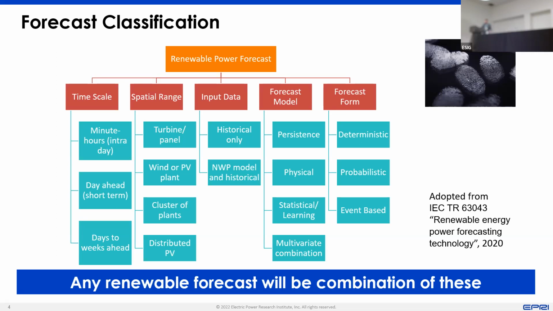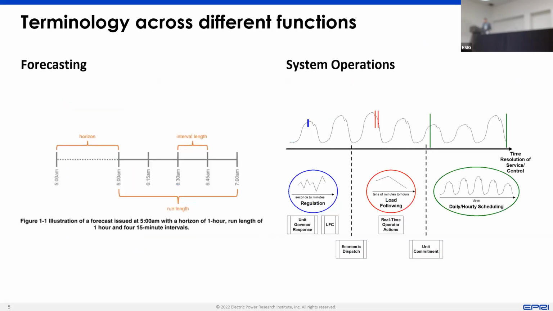But increasingly we're seeing that you'll never be able to predict those perfectly, so we need to start moving towards probabilistic methods, and I'll talk a bit about what we mean there in a while, as well as event-based type forecasts may be another way to classify them. So just to level set the forecast terminology.